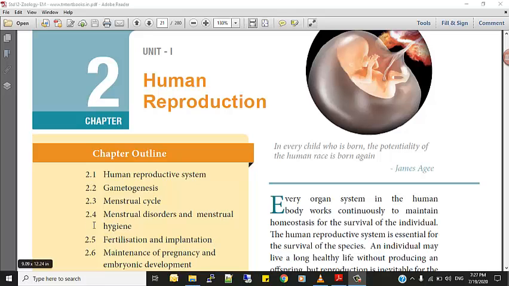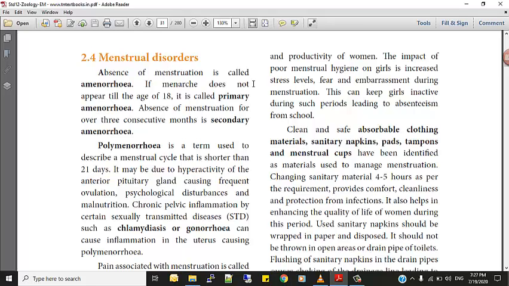Okay, so let us start with menstrual disorder. It is different from disease. Disease is different and disorder is different. Absence of menstruation is called amenorrhea. We were talking about menstruation only. If menstruation is not taking place, or it is prolonged, it is not proper, then the situation is called amenorrhea.